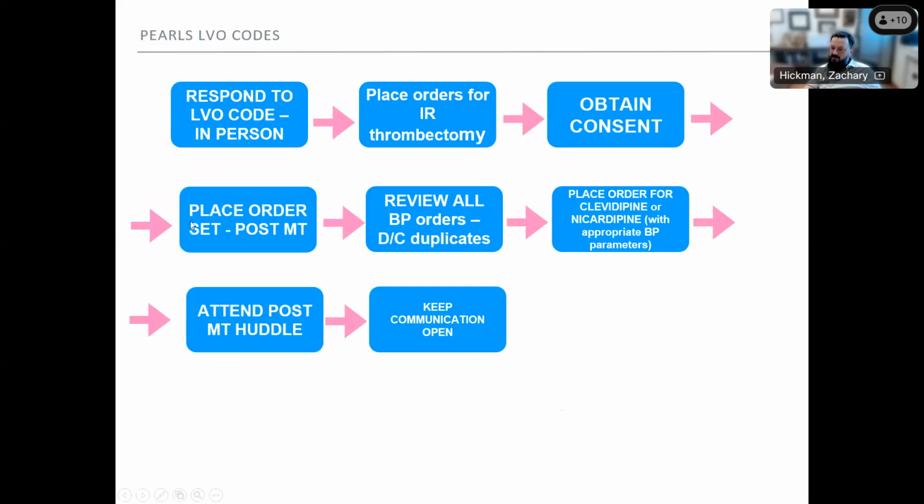Post thrombectomy. This is probably one of the more important areas to make sure that everybody's clear on. Similar to when we have patients in the OR that are going to the SICU or to ICU status afterwards, we want to make sure that we're placing all the orders that we want for these patients before they leave the thrombectomy suite, or before they leave the OR back to the ICU in a surgical case.